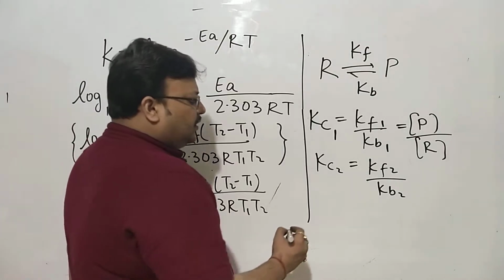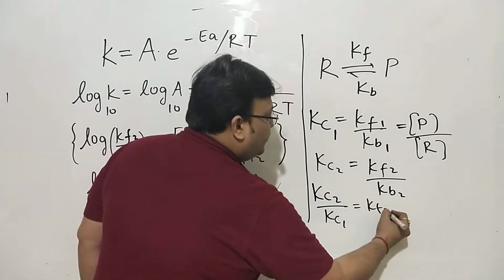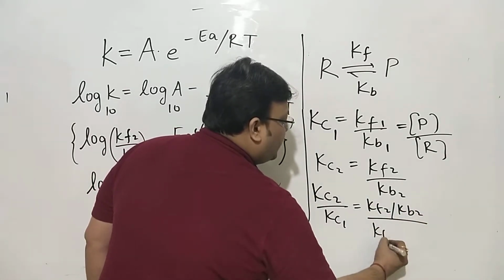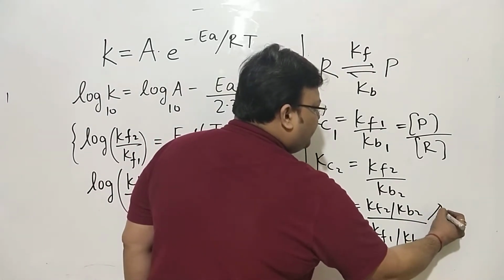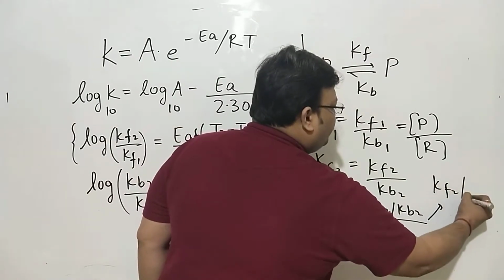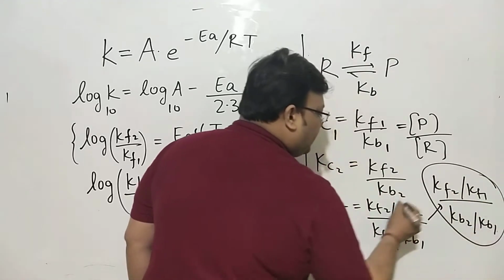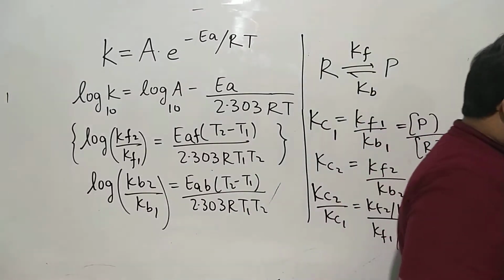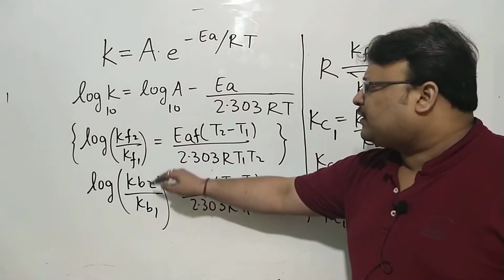Suppose I want to get Kc2 upon Kc1, which could be written as Kf2 upon Kb2 upon Kf1 upon Kb1. Right away I'll want to rearrange it, and maybe write it as Kf2 upon Kf1 upon Kb2 upon Kb1. You could see that this could be rewritten in this manner. Looks good. Very deliberately I am writing Kc2 upon Kc1 in this manner, so that I can make use of these two equations.